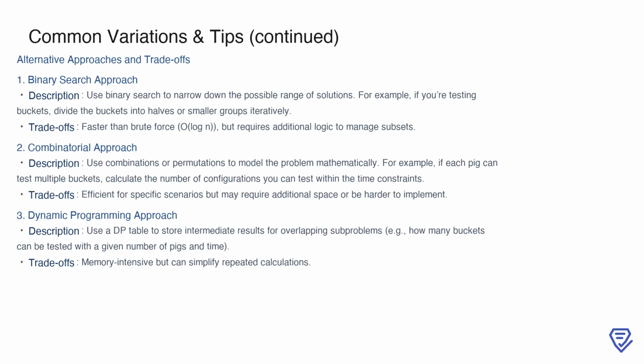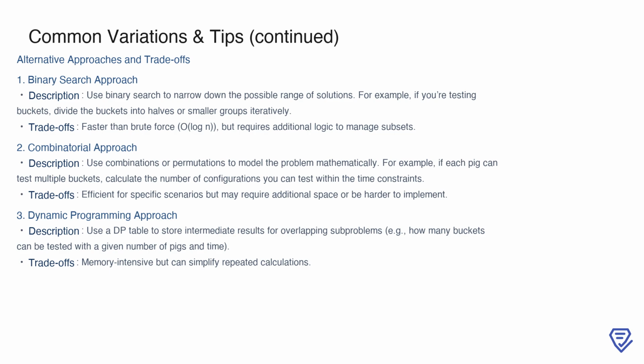Another option is the combinatorial approach, which uses mathematical models like combinations or permutations to represent the problem. For example, if each pig can test multiple buckets, you can determine the number of configurations that can be tested within the given time constraints. While efficient for certain scenarios, this method may require more memory or be more complex to implement.